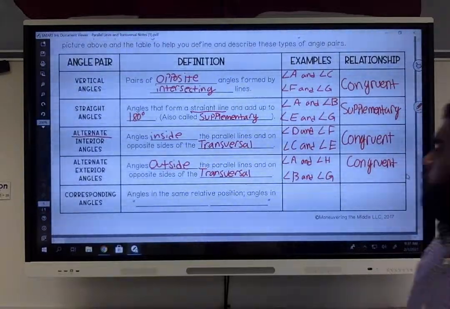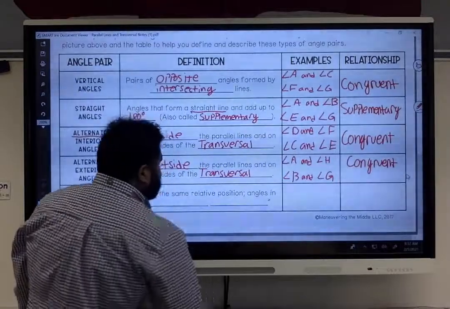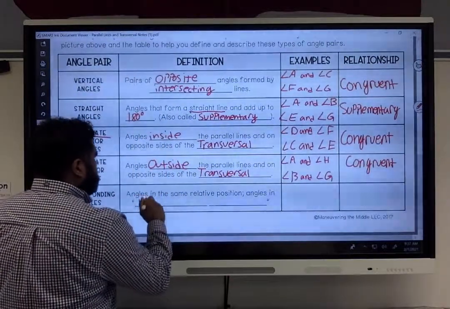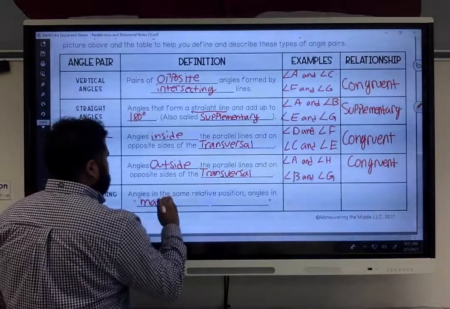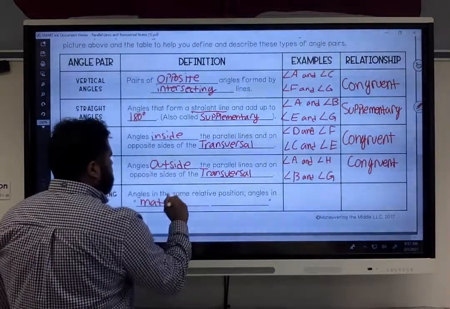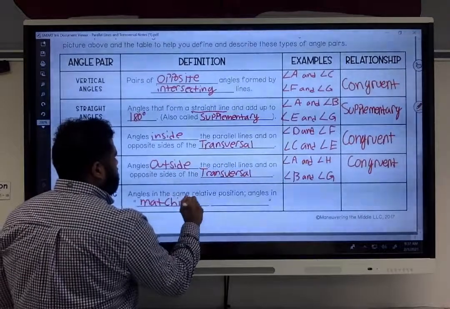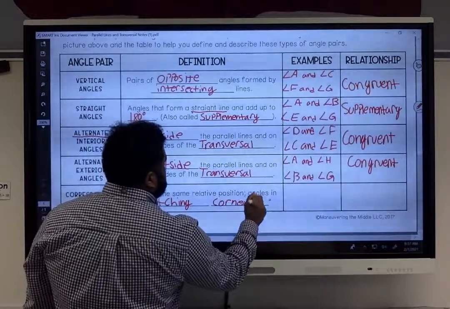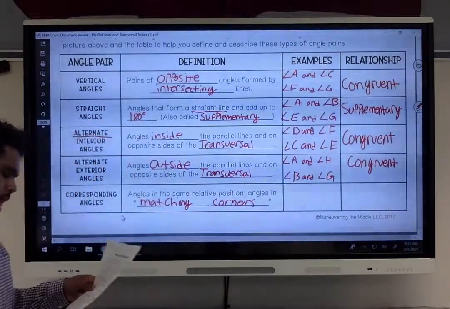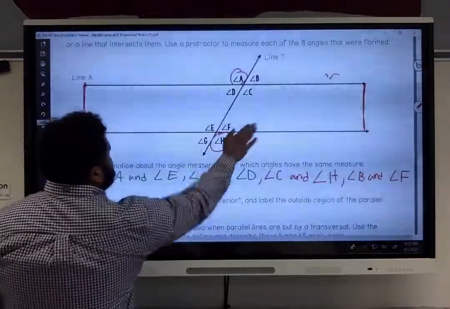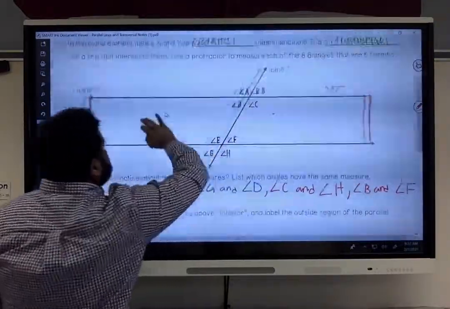Okay, so corresponding angles: angles in the same relative position, or angles in, quote unquote, matching corners. Okay, so angles in matching corners. Now, what does that mean? So let's go up here. Let's erase this.